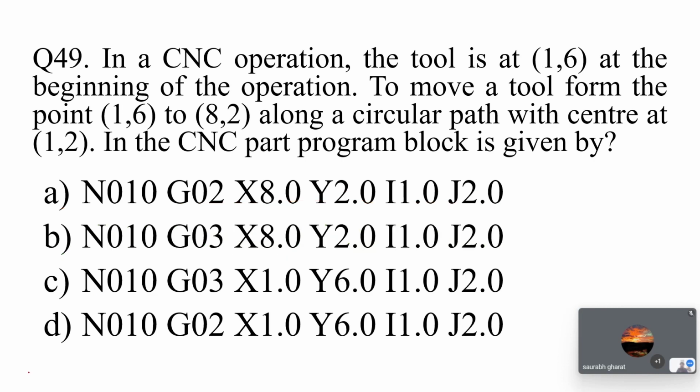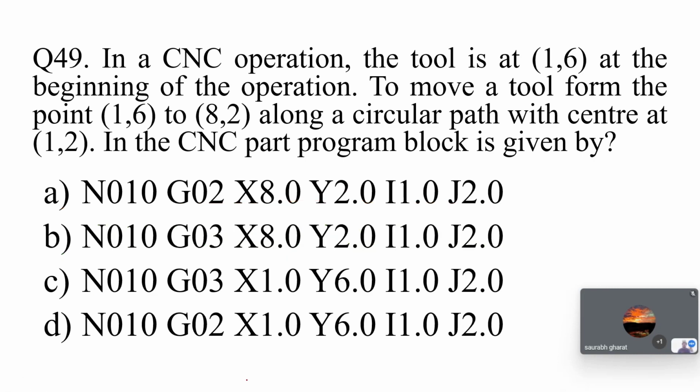This is the next question for you. In a CNC operation, the tool is at 1 6 at the beginning of the operation. To move the tool from point 1 6 to 8 2 along the circular path with the center at 1 2, the CNC part program block is given by. This is a similar type of question to the one we solved previously. You can take your time and try to solve it on your own.